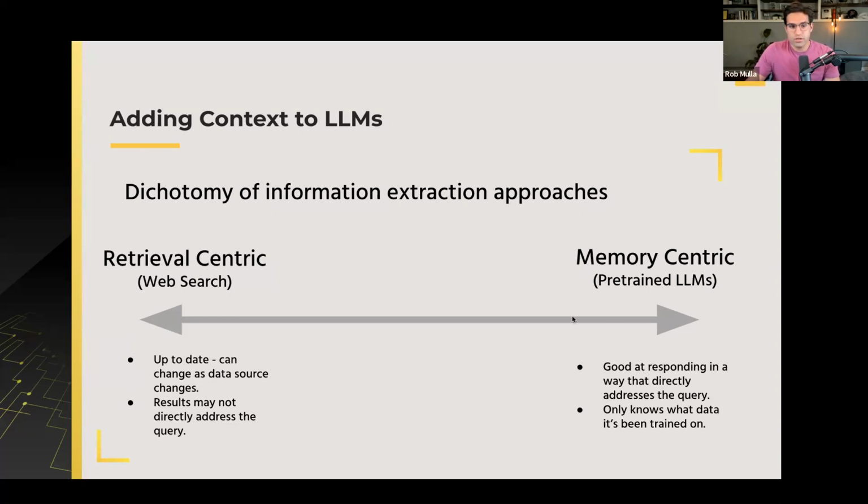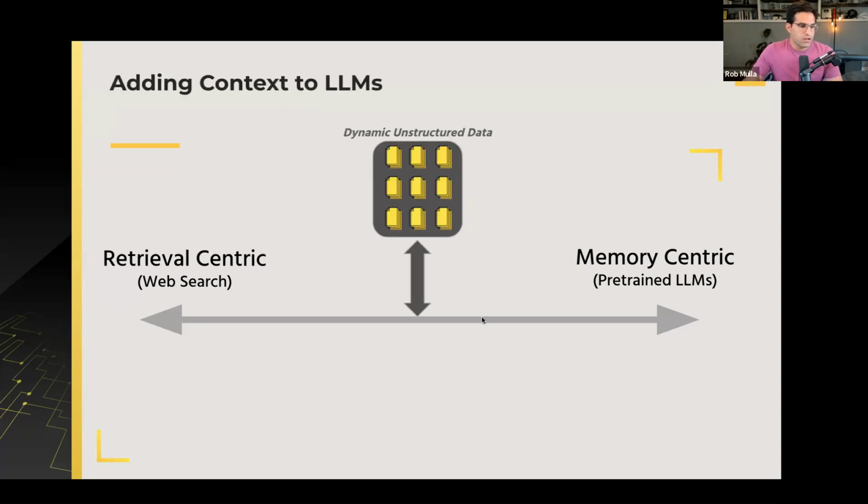With the memory centric LLMs that we're using, it's going to be a lot better at responding directly to what we're asking, and responding in a way that addresses the query, but it's limited in what it knows because it's only limited to what it's been trained on in memory. And really the holy grail here, or one of the areas of active research, is how do we do something that is in between this retrieval centric approach and this memory centric approach.